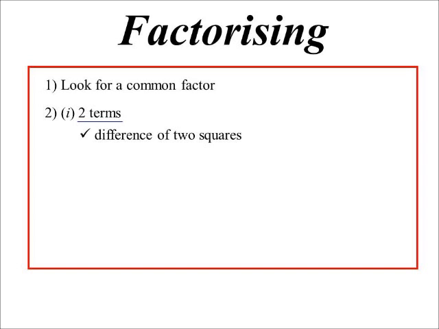If there's only 2 terms there and there's no common factor, what could it be? Maybe it was the difference of 2 squares, because when we did those sort of problems we ended up with 2 terms. So maybe that's what I'm looking for. Could be some difference of 2 cubes. We'll talk more about that later.